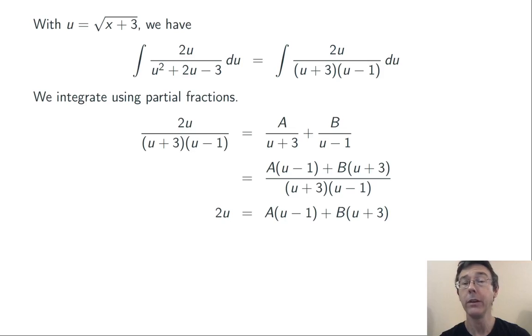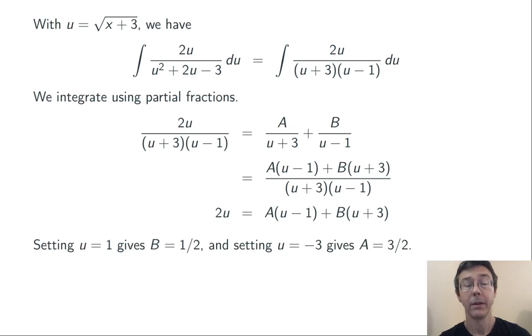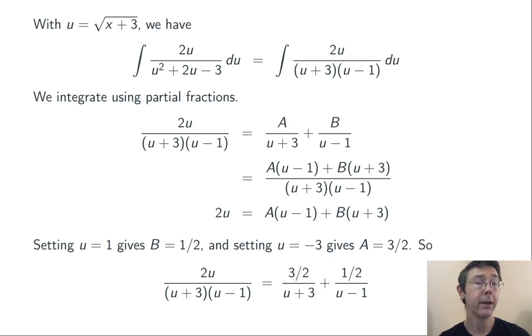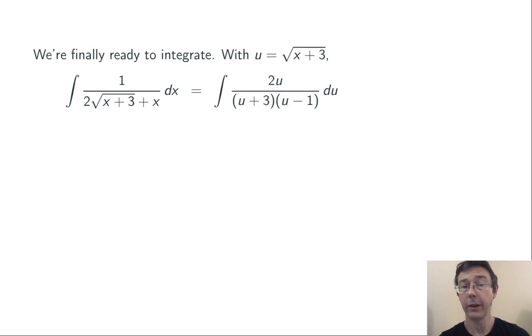Here, there are convenient u values to plug in. When u is 1, the A term goes away, and I get B as a half. And when u is negative 3, the B term goes away, and I just get A equals 3/2. So overall, the thing I'm trying to integrate is just 3/2 over u plus 3, plus 1/2 over u minus 1. So let's carry out this integral.